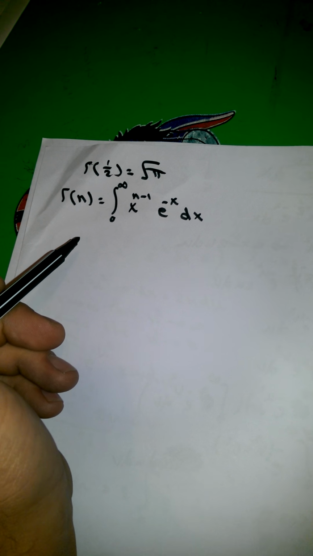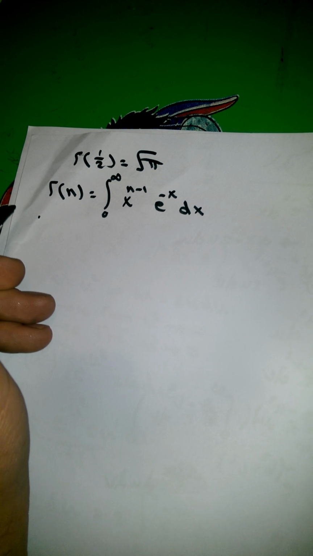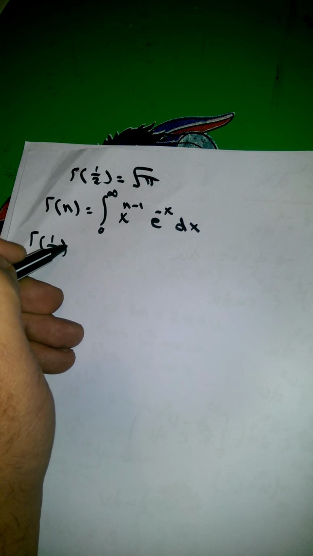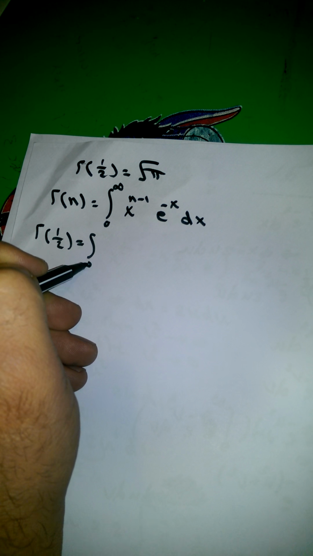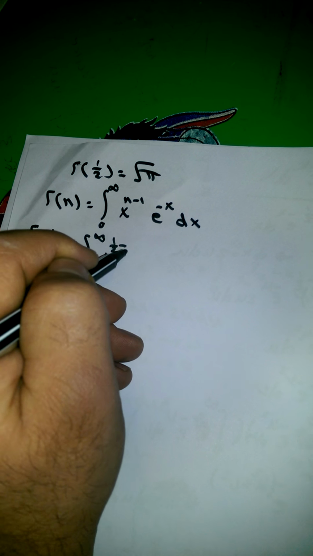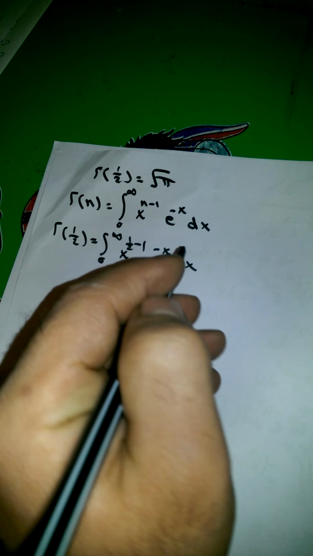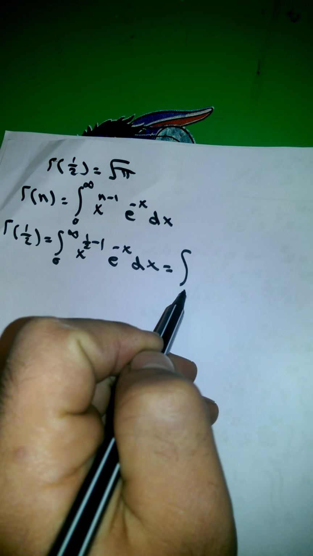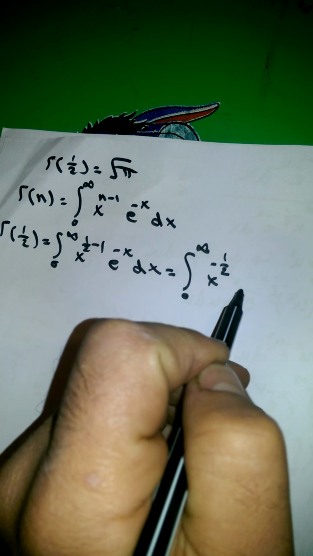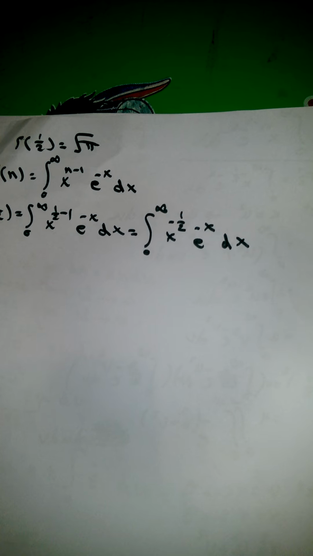Now if n is 1 over 2, then the gamma function will take this shape. The gamma of 1 over 2 is equal to the integral from 0 to infinity x to the power 1 over 2 minus 1 e to the power minus x dx. Then it is equal to the integral from 0 to infinity x to the power minus 1 over 2 e to the power minus x dx.